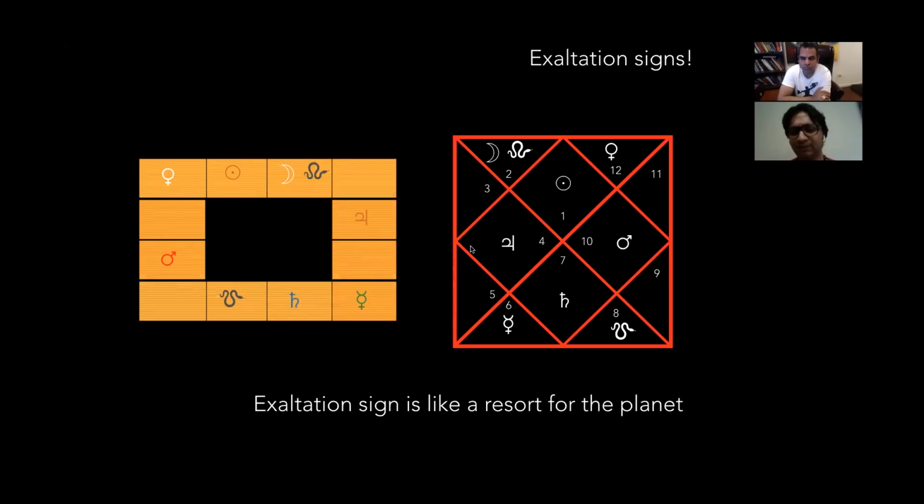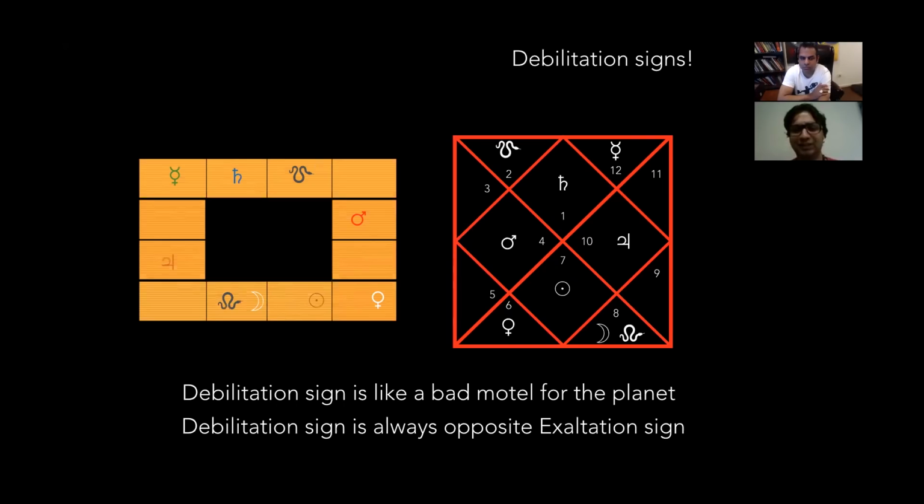And it's more like a resort for the planet. The planet is very happy here. The energies are very strong here. The interpretation, of course, depends upon the chart and ascendant and all that. Now, if the exaltation sign is like a resort, the debilitation sign is like a bad motel for the planet. That's a very simplistic way of looking at it. It's always opposite the exaltation sign. So Sun being exalted in Aries, Sun is debilitated in Libra.